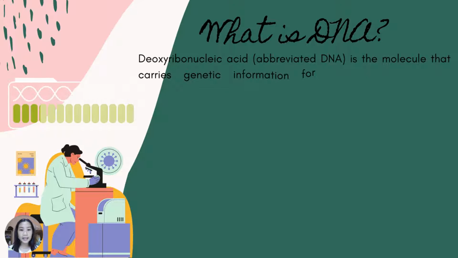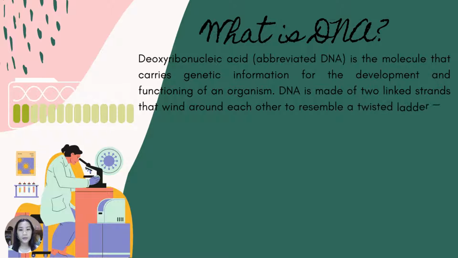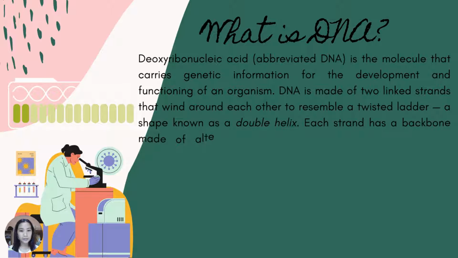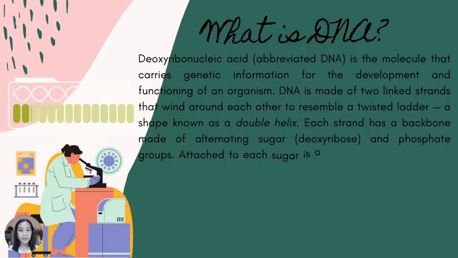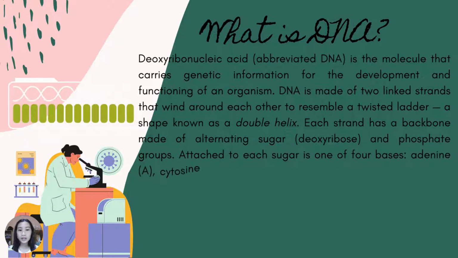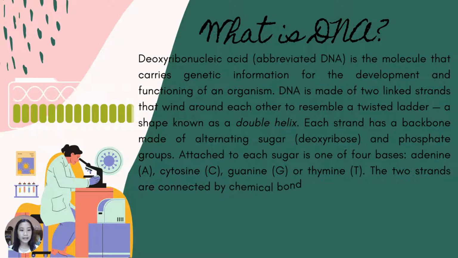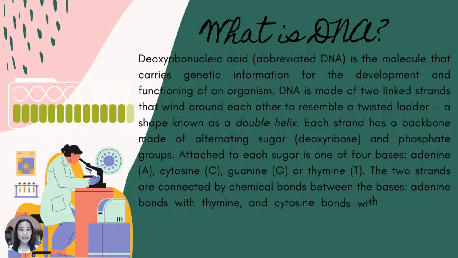Deoxyribonucleic acid, or DNA, is the molecule that carries genetic information for the development and functioning of an organism. DNA is made of two linked strands that wind around each other to resemble a twisted ladder, a shape known as a double helix. Each strand has a backbone made of alternating sugar, or deoxyribose, and phosphate groups. Attached to each sugar is one of four bases: adenine, cytosine, guanine, or thymine.